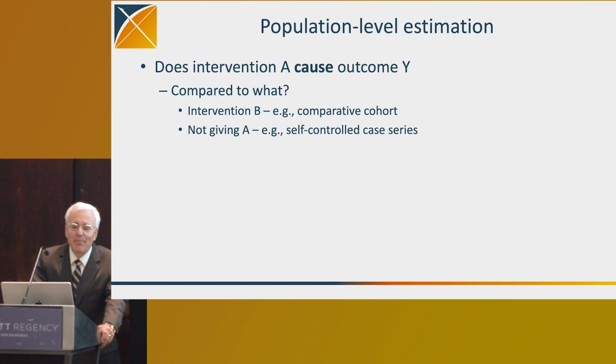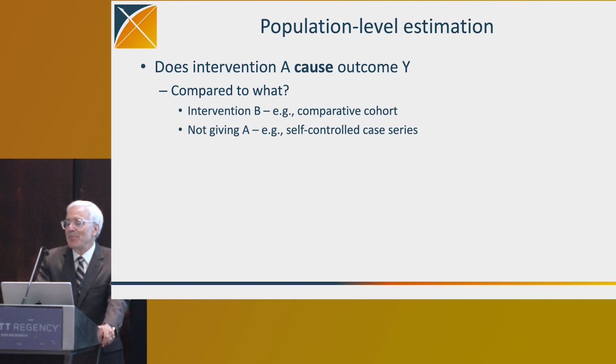So let's talk about population level estimation. Does intervention A cause outcome Y? Does a drug cause a side effect? So first you have to ask, compared to what? So is it compared to another intervention, B, or compared to not giving A at all?